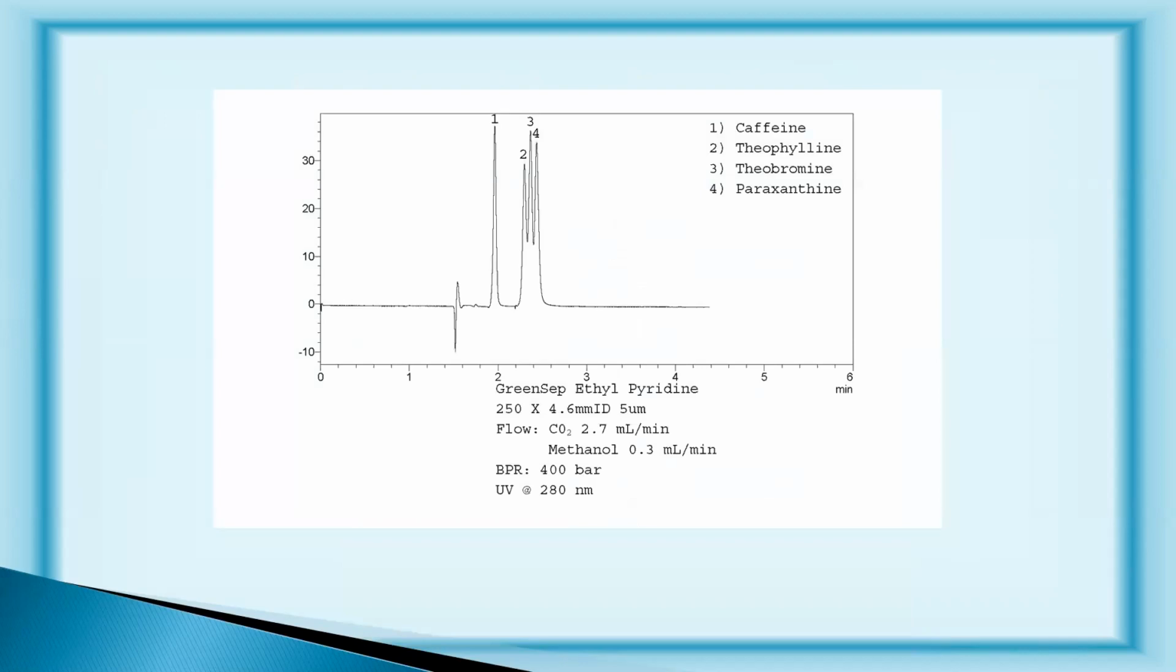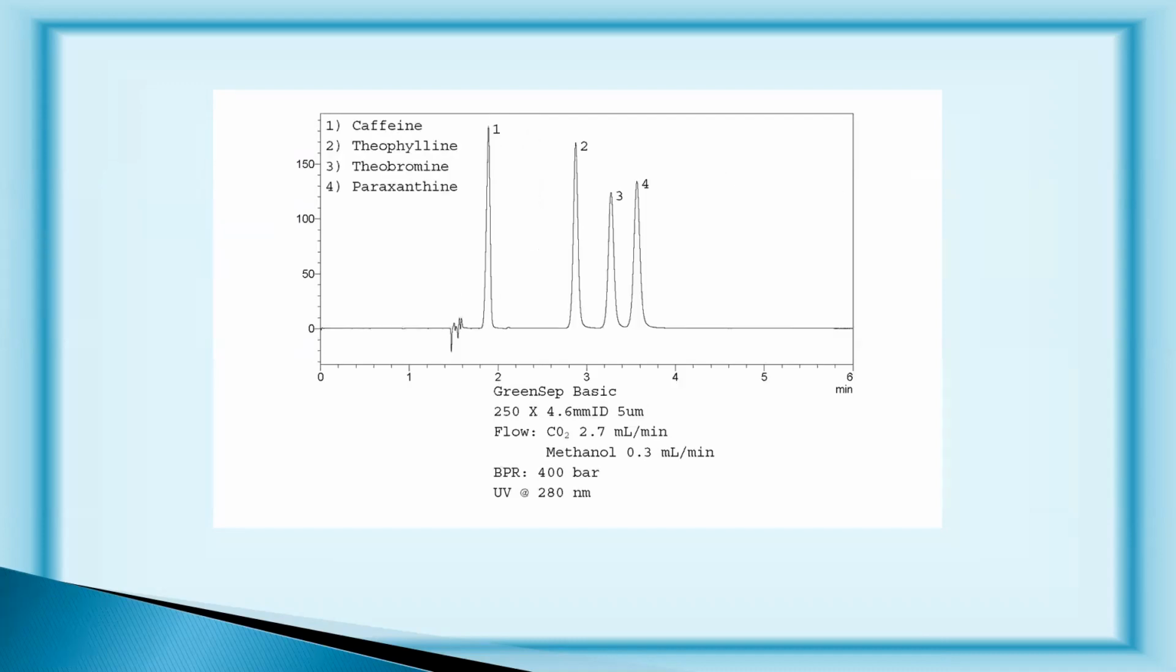And this is just one example. This is a separation done on ethylpyridine, which is a widely used stationary phase for SFC. And we can see we're using methanol as a modifier. We can get a separation of the four components, but they're not baseline separated. But if we change stationary phases, and this is a stationary phase that we developed at ES, we call it GreenSep Basic, which is an imidazole-based stationary phase, we can get more than baseline separation using the same amount of methanol modifier at a reasonable separation time.